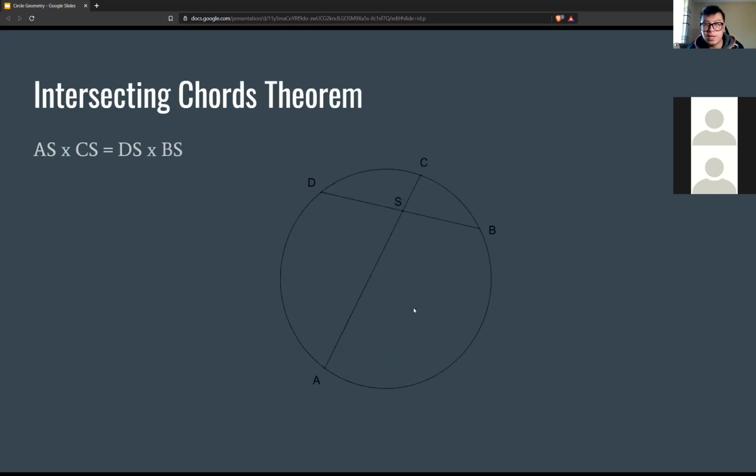Okay, intersecting chords theorem. If you don't remember what a chord is, it's just a line inside the circle that touches two points on the circumference. It doesn't necessarily have to be the diameter, which crosses the center. What the intersecting chords theorem states is, we have this point of intersection called S, and let's call the points on the outside A, B, C, D. We have AS, this line right here, times the length of CS. These have to be the lengths of these line segments. AS multiplied by CS is equal to DS times BS.